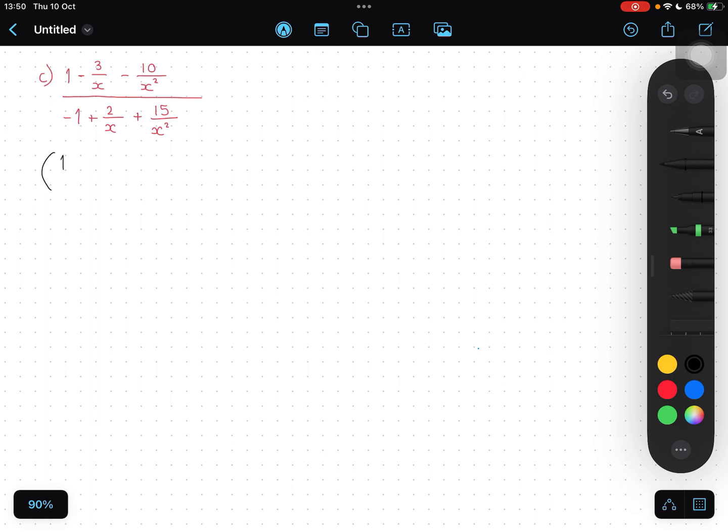So I'm going to say that it's 1 minus 3 over x minus 10 over x squared. And that's all being divided by what's in the denominator. So it's all being divided by minus 1 plus 2 over x plus 15 over x squared. Now we know our rules for dividing by fractions, but we want one full big fraction in here, one big fraction in here.